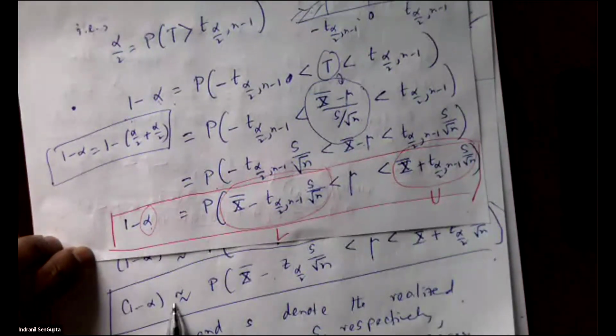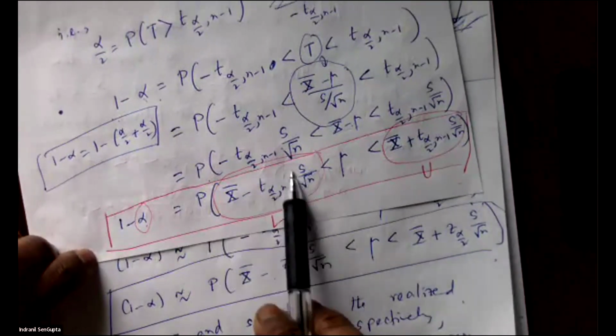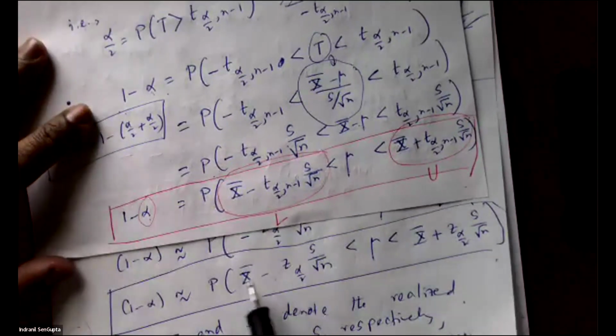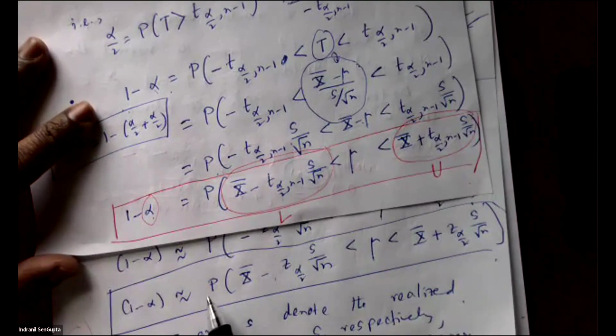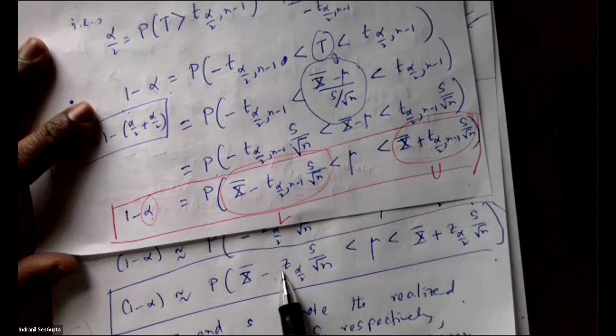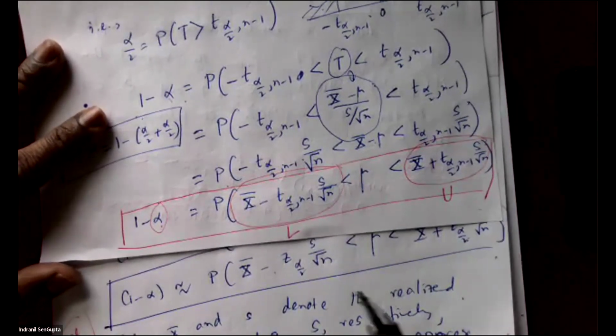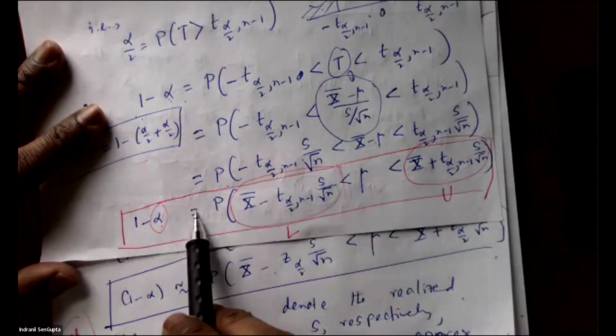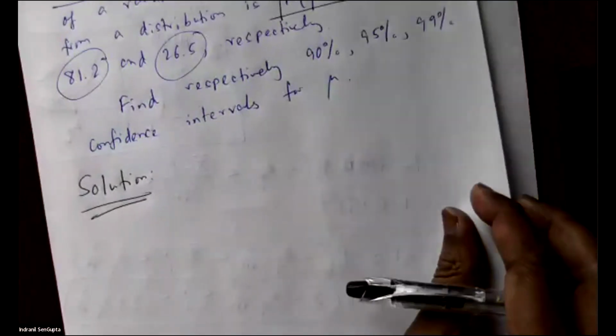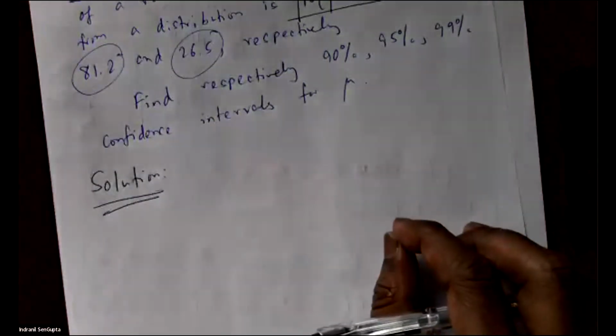This is an exact expression, and this is an approximate expression. The exact expression is based on the t statistic, and the approximation is based on the standard normal. Here we know that the underlying sample is normal, so we can very well use the first one. If we can use the first one, we don't need the second one. So let's use the first result.